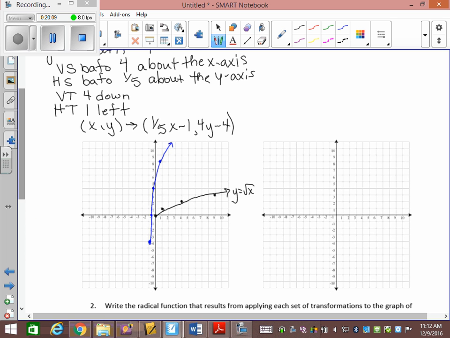So the domain is x such that x is greater than or equal to -1. And the range is y such that y is greater than or equal to -4.